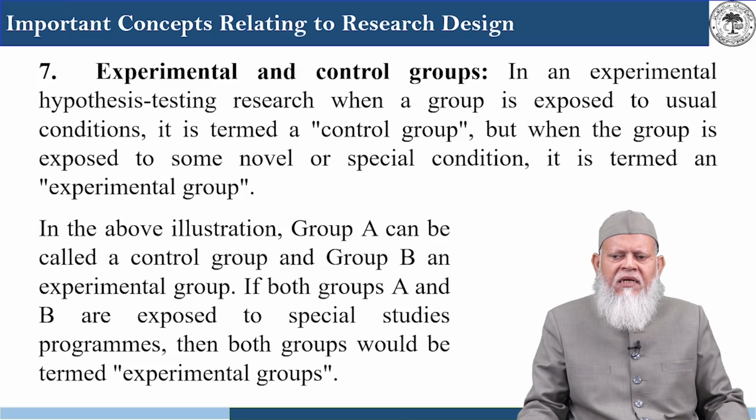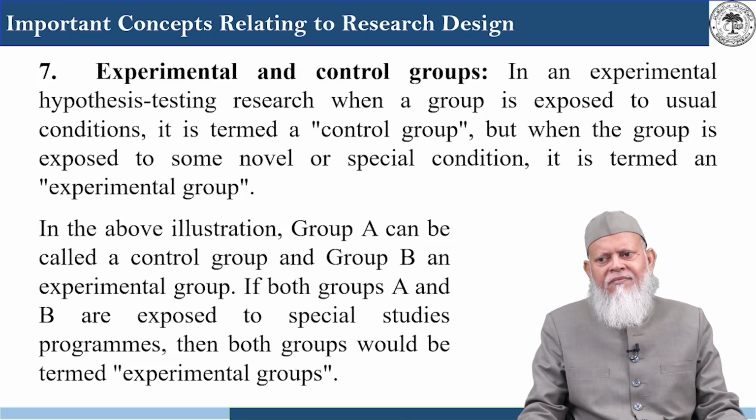Then the next is the experimental and control groups. In experimental hypothesis testing research, when a group is exposed to usual conditions, it is the control group, whereas when the group is exposed to some treatment, novel or special condition, it is termed as the experimental group.